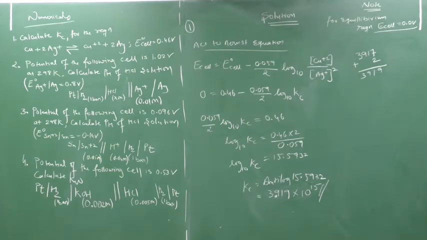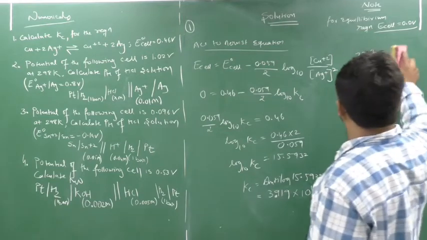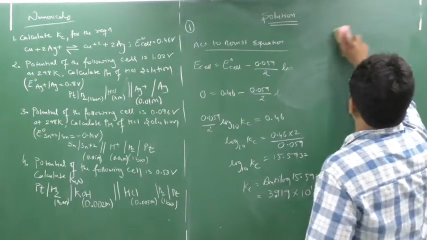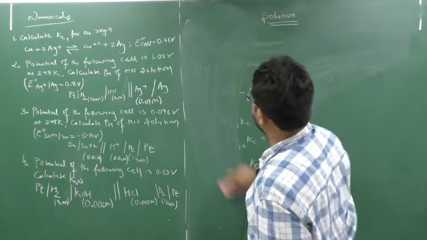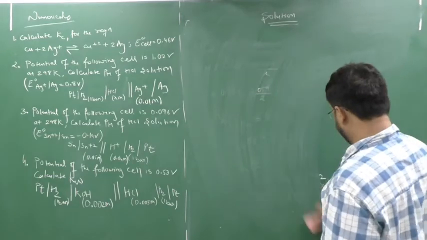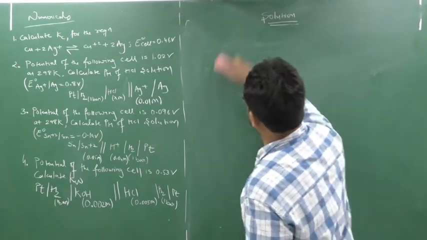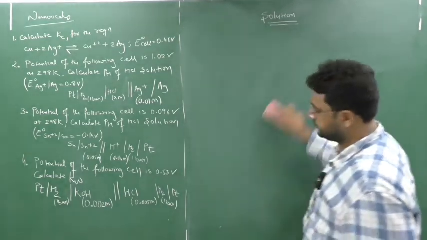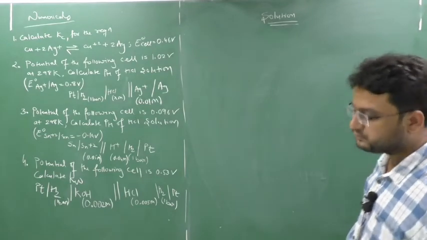So this is the method to find the antilog. 2-3 problems are there. I will show how to find the antilog. Clear? So, can I go for the next question? Understood now? For equilibrium, always E cell will be equal to 0. So we'll go to the second problem.